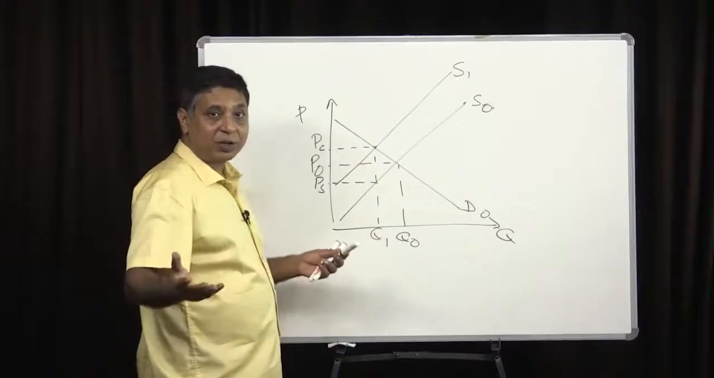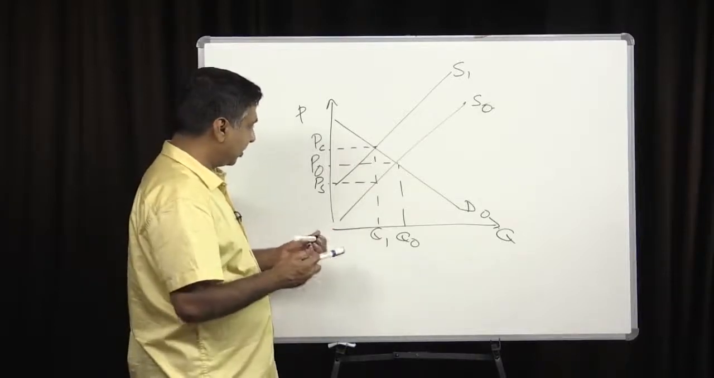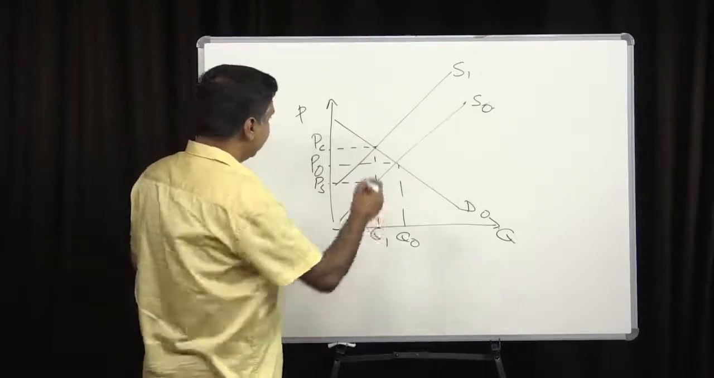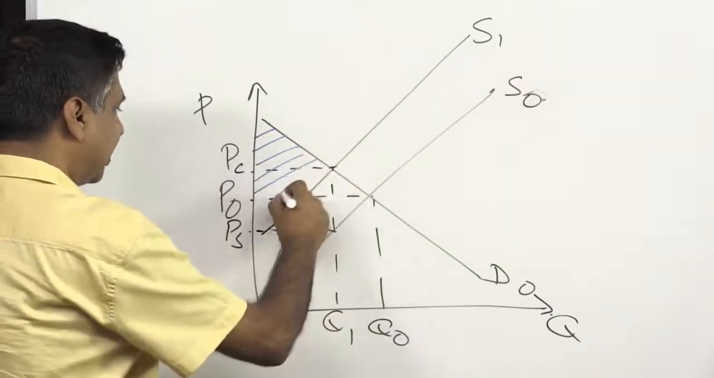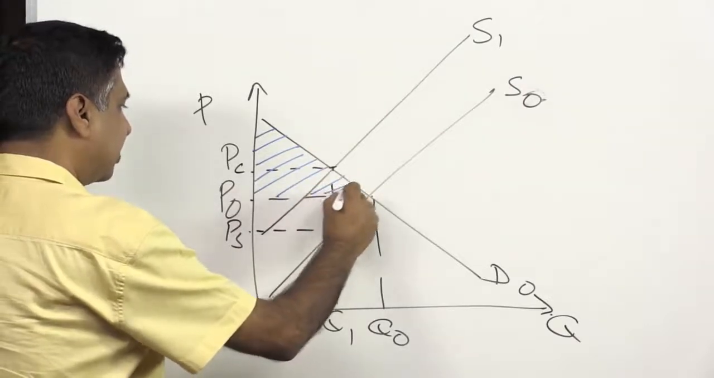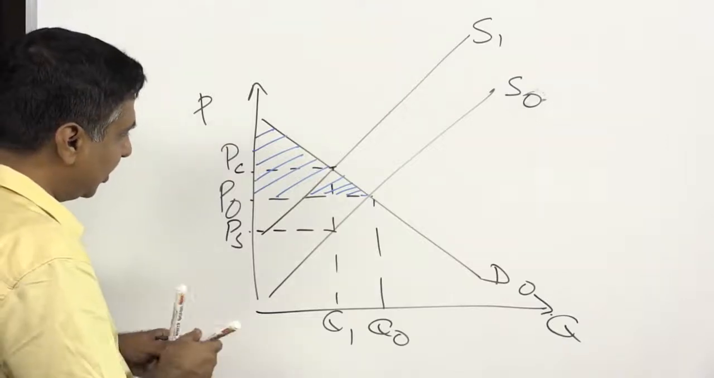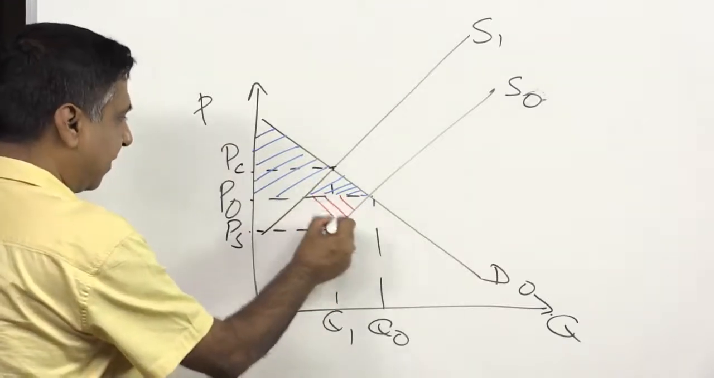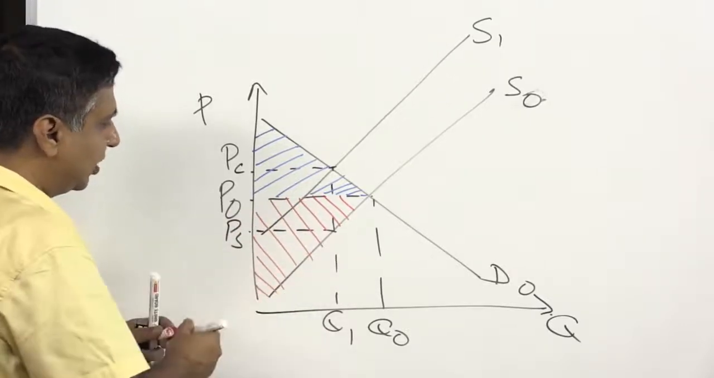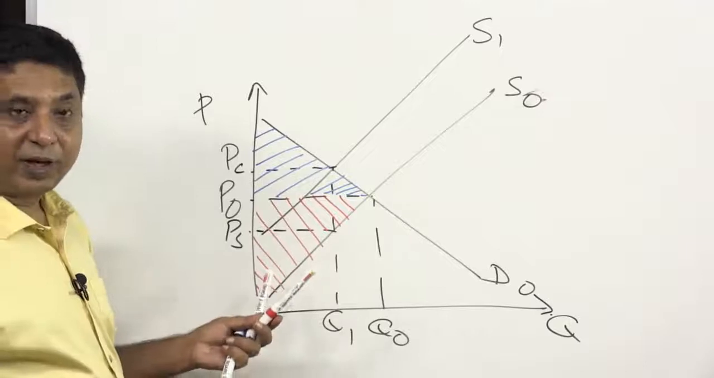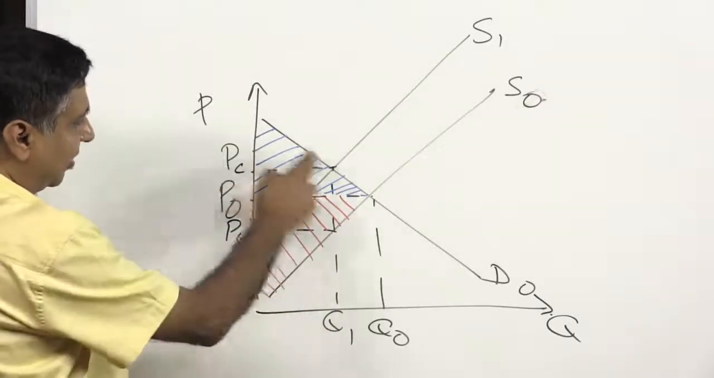So, let us talk about consumer surplus again. So, just like before, the consumer surplus is shaded in blue. This is before the tax has been imposed and the seller surplus is shaded in red, before the tax is imposed of course. So, originally the total welfare of the buyers and the sellers is given by this big triangle.